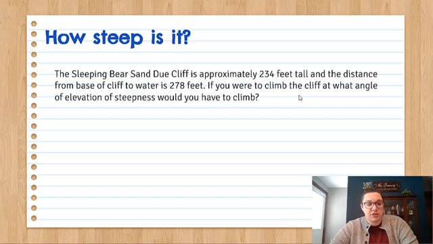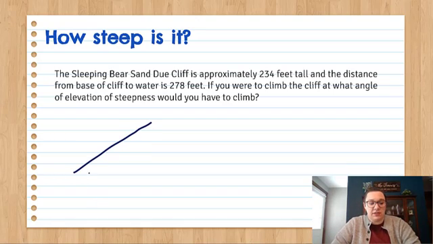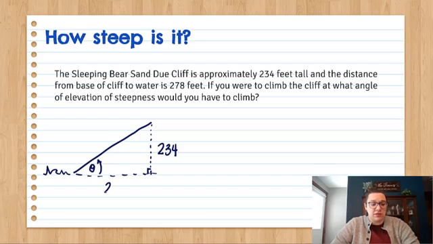These are basic trig application situations, and we always want to start with drawing a picture. It isn't going to be beautiful, but here's the cliff and here's the water. I want to know the angle that I'm climbing up. Normally I walk on flat ground, but I want to know that angle up, that degree measurement. I know the height of the cliff, so I'm going to draw a height in. I know that's perpendicular to the bottom. The height was 234, and the base, from the base of the cliff to the water, is 278 feet.